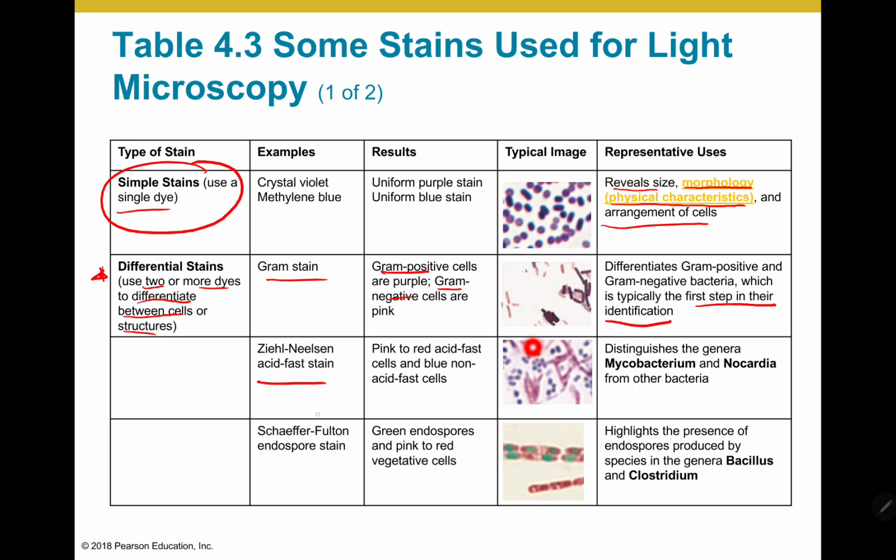We have acid-fast staining, which will distinguish the genera Mycobacterium and Nocardia from other bacteria. And then we have endospore staining too, which will highlight the presence of endospores produced by Bacillus and Clostridium species. Okay, so remember these.